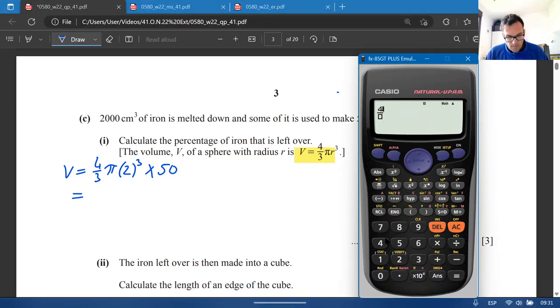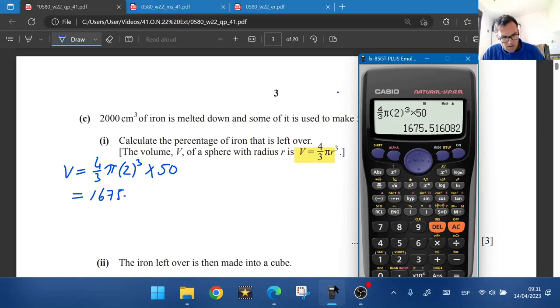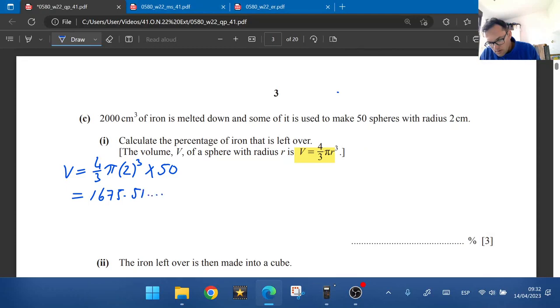So here we go. 4 over 3. Times by 50, and there we go, 1675. Don't round this answer yet because it's not a final answer. 1675. How many digits to write? I get like 4 or 5 is enough. Okay, just don't round it to three significant figures yet because we want the most accurate answer.